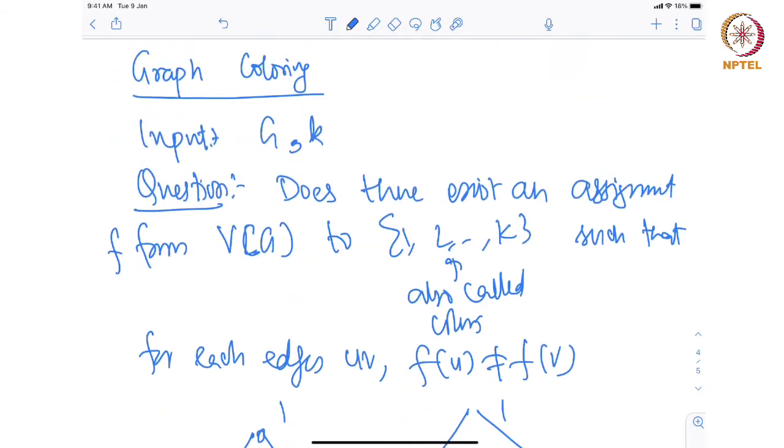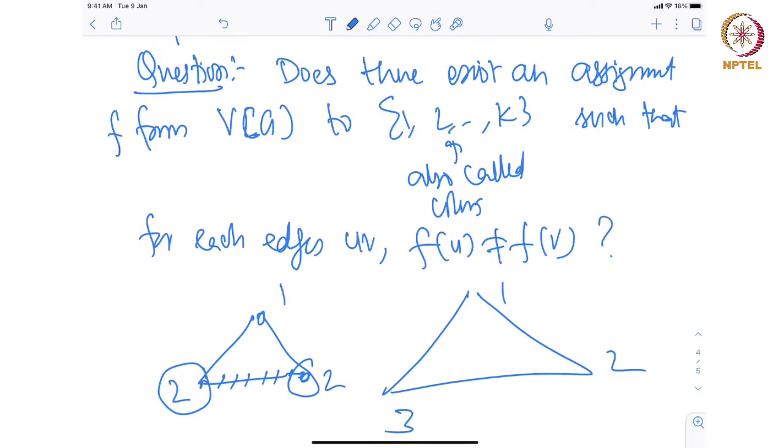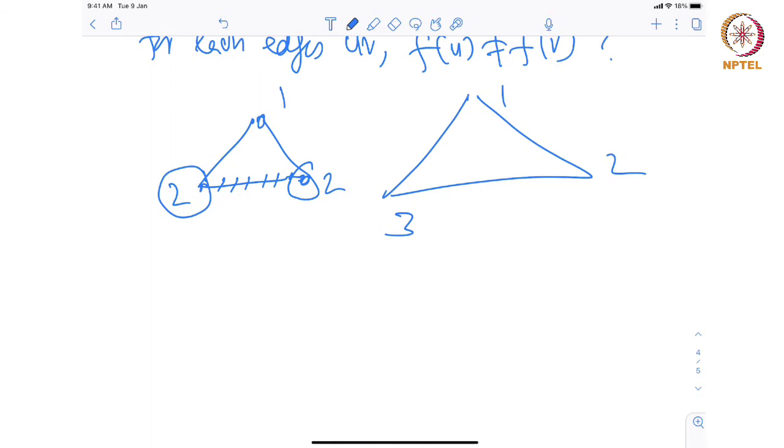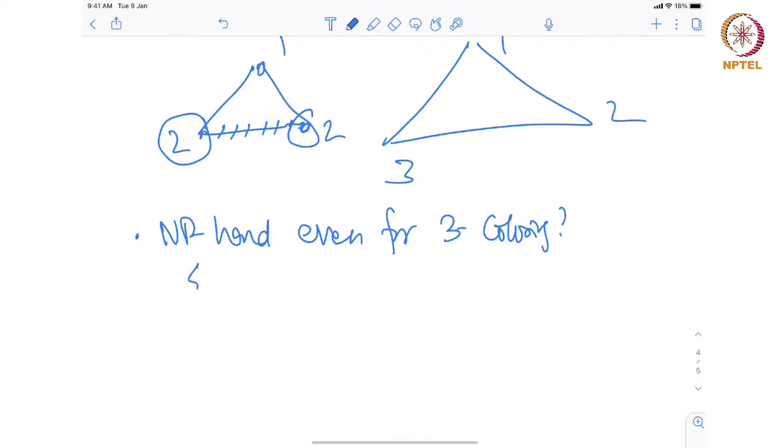Okay. So this is what is called k-coloring of a graph, and the question is, does there exist such an assignment? Does there exist a coloring of vertices with colors 1 to k such that no edge is monochromatic, meaning that the same color is not assigned to the endpoints of any edge? All of you know that this problem is NP-hard even for 3-coloring, meaning if you are looking for an assignment from color 1 to 3, even then the problem is known to be NP-hard.